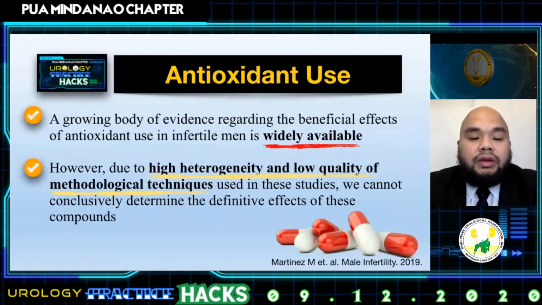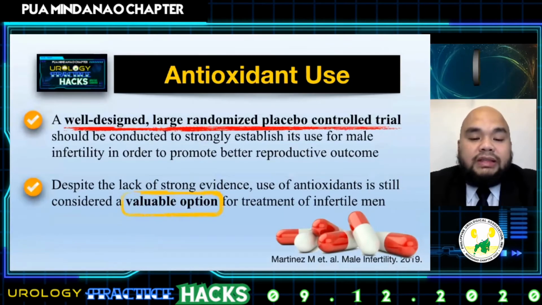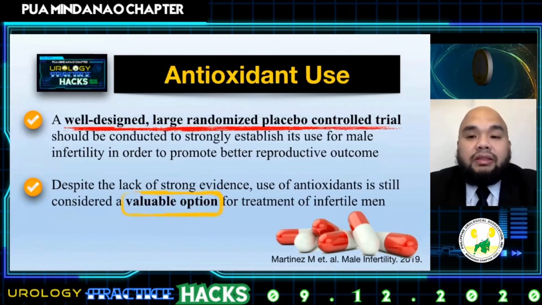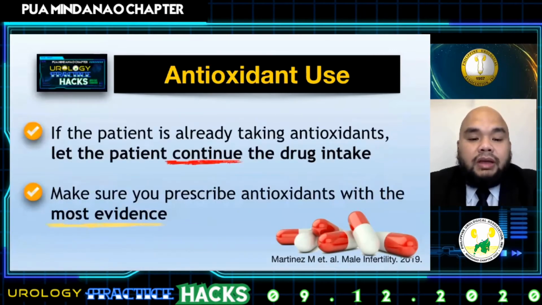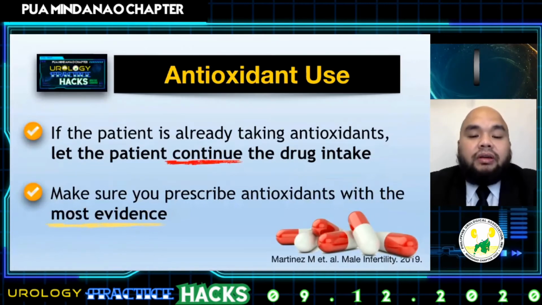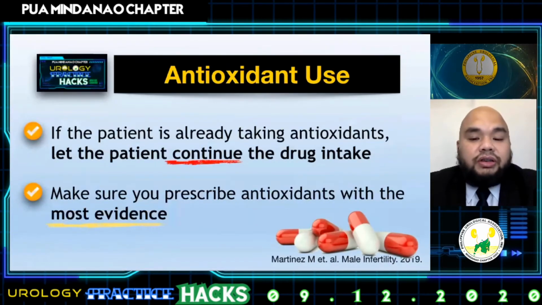There is a growing evidence on the beneficial effect of antioxidant use, but most of the studies included are of poor methodological quality. A well-designed, large randomized placebo-controlled trial should be done in order to arrive at a definite conclusion. So overall, despite its drawbacks and limitations, antioxidant use is still a valid option for treatment of infertile men. My recommendations: if the patient is already taking antioxidants on consultation, let the patient continue the intake. Make sure you prescribe antioxidants with the most evidence.